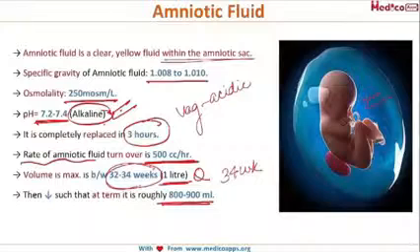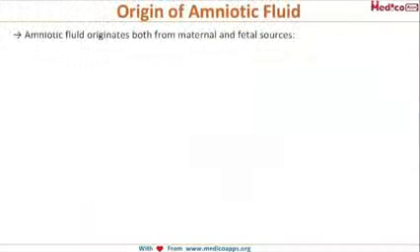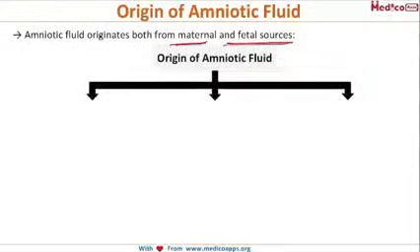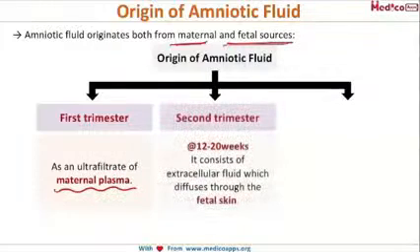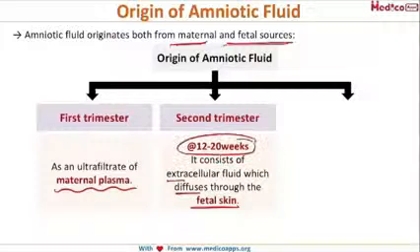Now let us learn about the origin of this amniotic fluid, that is, where does it come from? This amniotic fluid comes from both the maternal as well as the fetal sources, and the dynamics keep changing as the pregnancy advances. Now, in first trimester of pregnancy, this amniotic fluid is mainly an ultrafiltrate of the maternal plasma, and as the pregnancy progresses in the second trimester, it mainly comes from the fetal skin. The extracellular fluid diffuses through this fetal skin to form the amniotic fluid between 12 to 20 weeks of gestation.